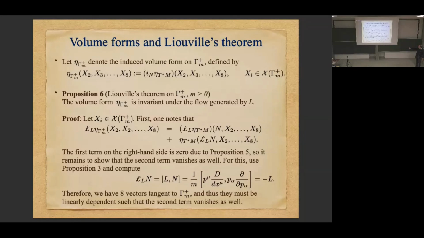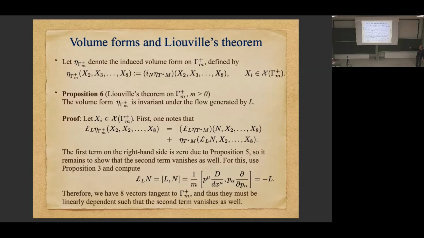So there's the volume form on T star M, which is evaluated at, so you need here the Lie derivative of N along L. And then you have these 7 tangent vector fields here. Let's compute this. It's just a commutator of L and N. You can plug in the explicit expressions, for example, this one here. Now you can compute this commutator, and what you find is minus L. Okay, so it's not 0, but it's L, and L is horizontal, so it's tangent to gamma m plus, okay?